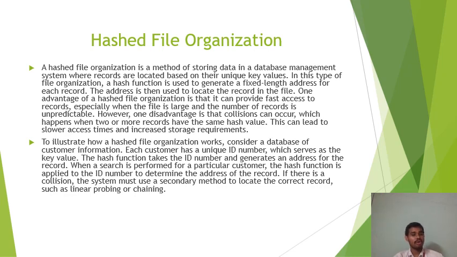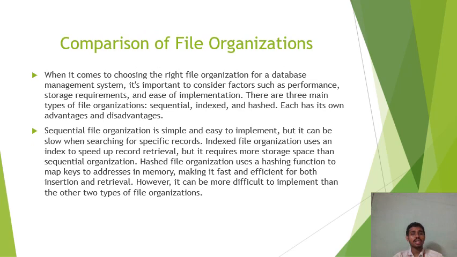To illustrate how a hash file organization works, consider a database of customer information. Each customer has a unique ID number, which serves as the key value. The hash function takes the ID number and generates an address for the record. When a search is performed for a particular customer, the hash function is applied to the ID number to determine the address of the record. If there is a collision, the system uses a secondary method to locate the correct record, such as linear probing or chaining.